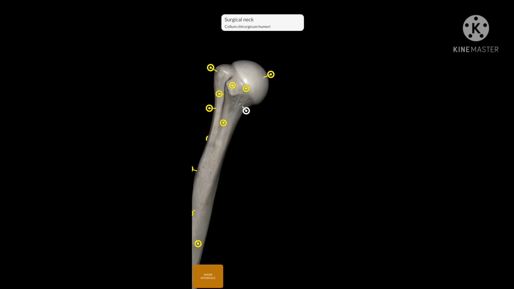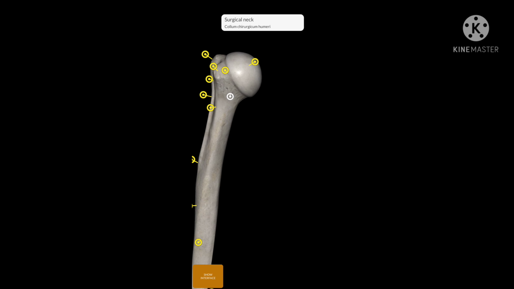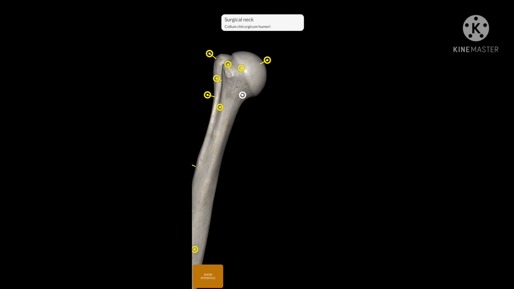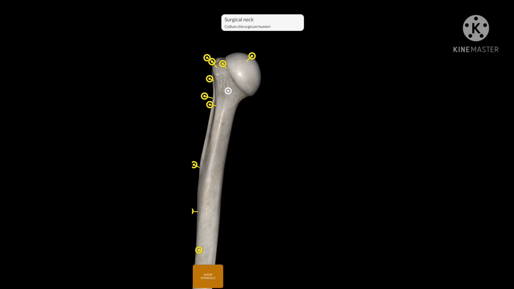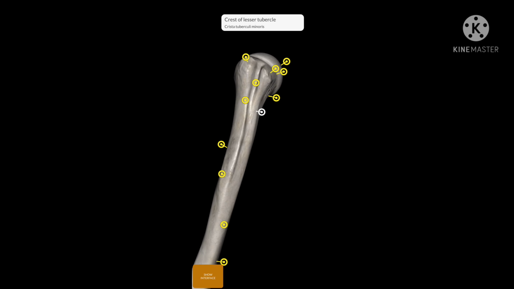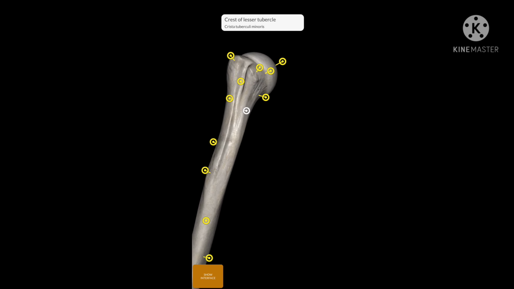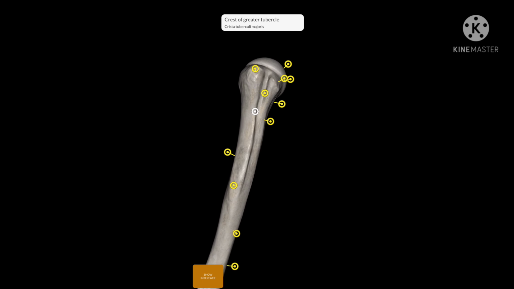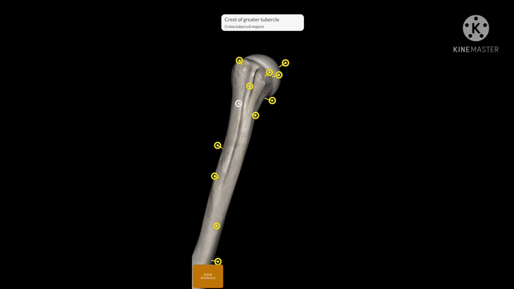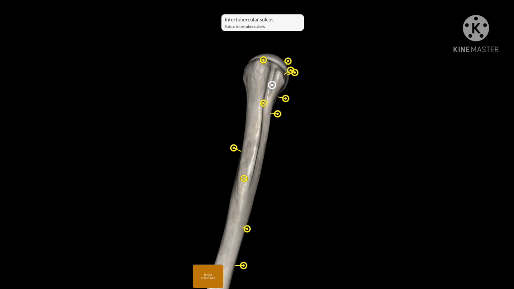And this is the surgical neck. There are two necks in the humerus, one is the surgical neck and one is the anatomical neck. This is the surgical neck, which is placed below the tubercles, and this is the anatomical neck. This is the crest of the lesser tubercle, and this is the crest of the greater tubercle. So the greater tubercle and lesser tubercle each have a crest on the bottom side, and between them is the intertubercular groove.